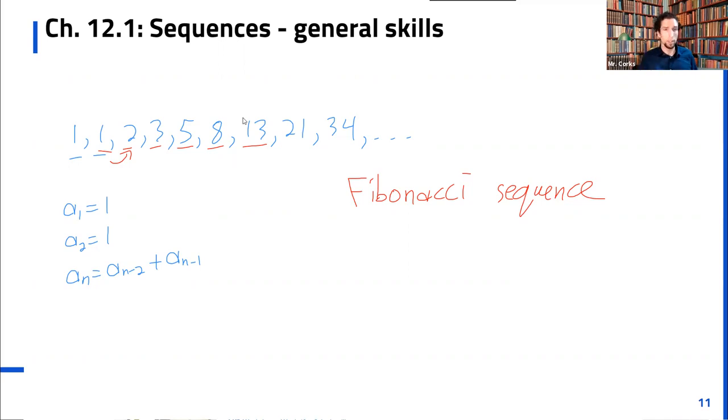In our class, we really care about the arithmetic and the geometric ones because they have tons of applications. But sequences can be all kinds of things.